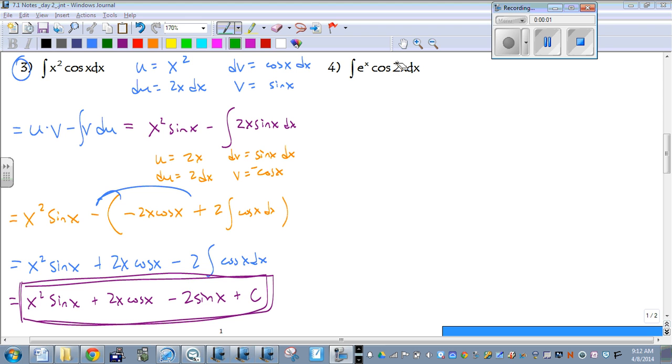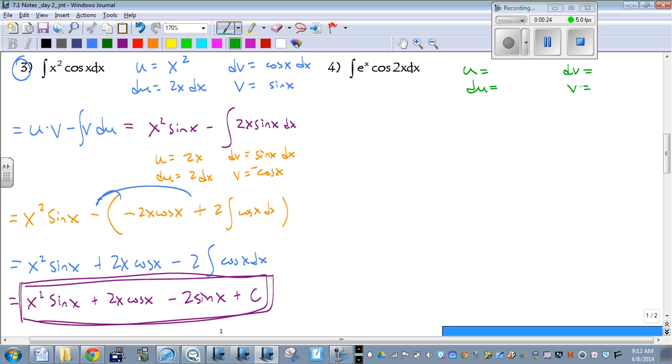For number 4, if we look at this one, we have e to the x times cosine of 2x. So we need to figure out what our u and dv are going to be. And we want to keep in mind what we get when we take the derivative of these, or antiderivative, to figure out what's going to be best in the long run.